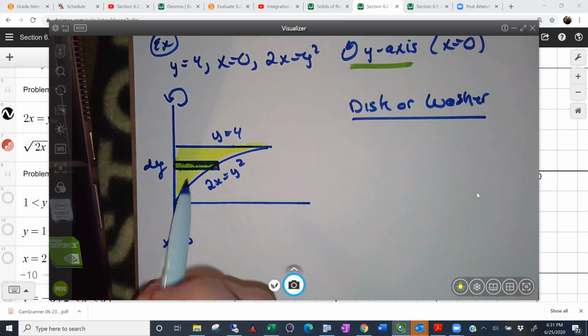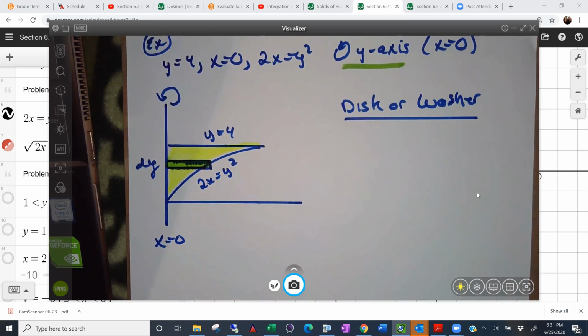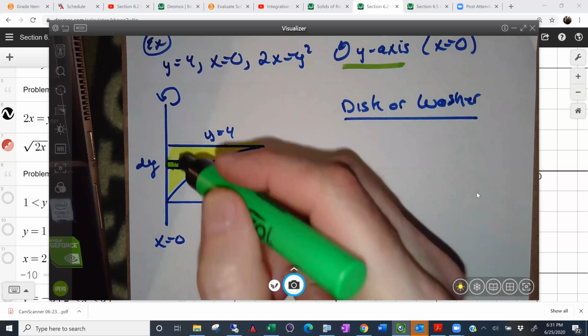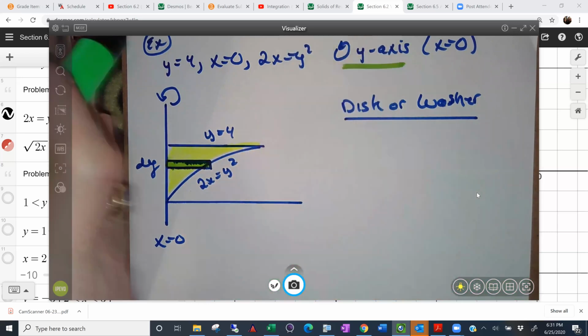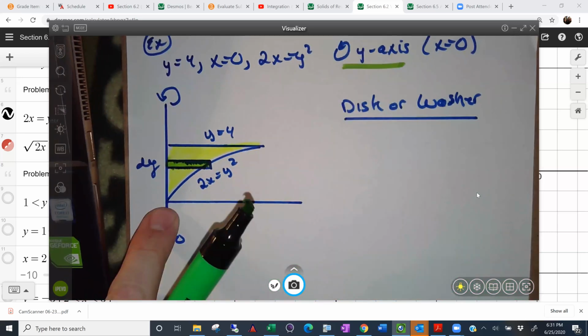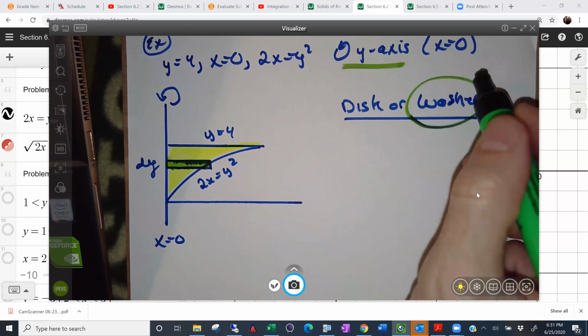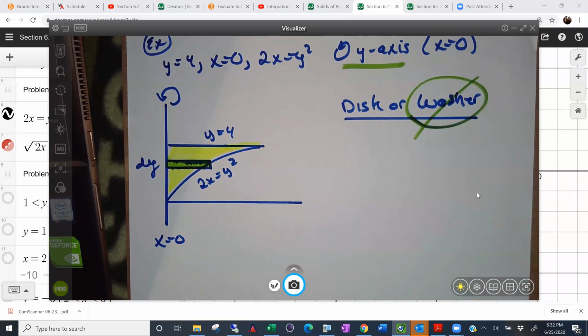Now, given that we're taking a slice like this and we rotate it around the axis, is this going to result in a disc or a washer? Disc. Got to vote for disc. Why a disc? Can someone tell me why this is going to be a disc? Because there's not a gap. Yeah. This area that I have shaded in yellow is flush. It's full up against your axis of rotation. So there's not a gap. So it's not a washer, it's a disc.